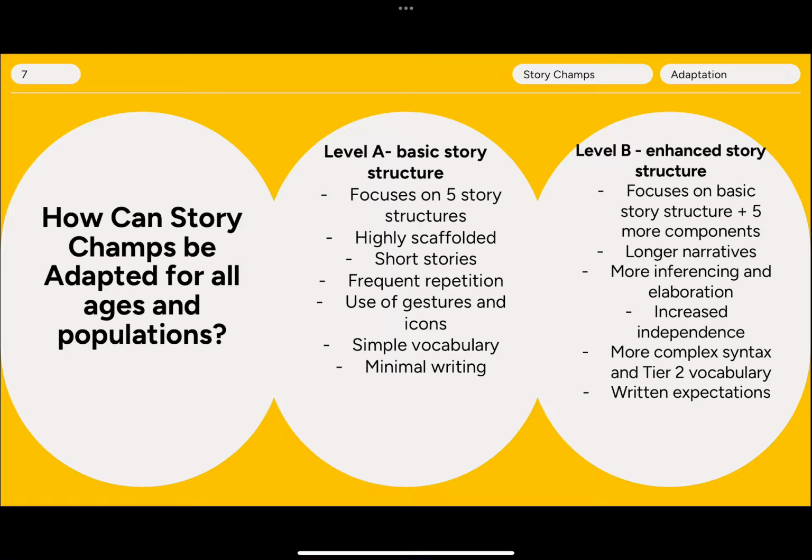And then if your kid is improving and you're seeing a lot of success, you can move up to level B, which is more of an enhanced story structure. So you can focus on basic story structure plus 5 more components, longer narratives, more inferencing and elaboration, more independence, and then more tier 2 vocab and more complex syntax, and the written expectations get higher.